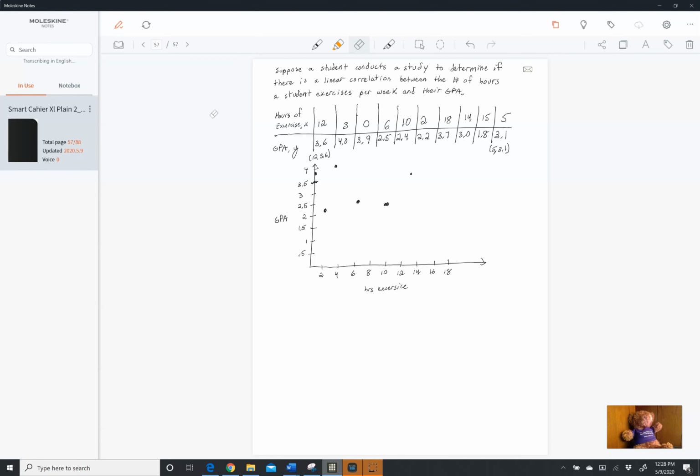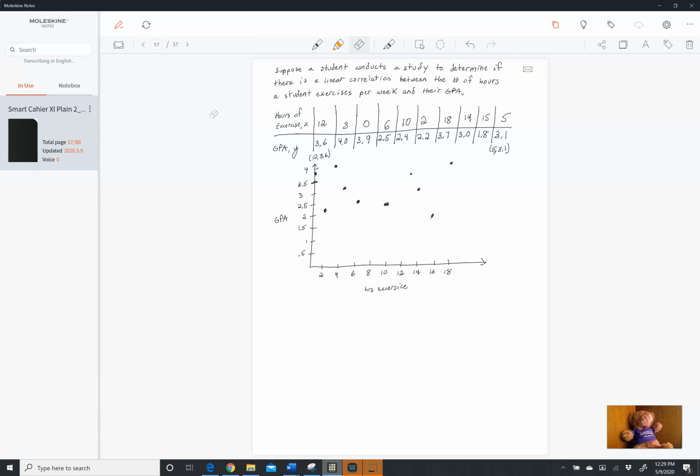18, 3.7. So our x is 18. Our y is 3.7. Our x is 14. Our y is 3. Our x is 15. Our y is 1.8. And finally, our x is 5. And our y is 3.1.